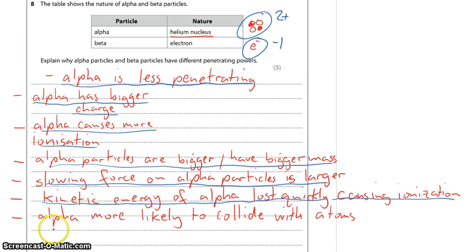Okay, and then finally here, because the alpha are quite large and lumbering and charged, big charge, they are more likely to collide with atoms, whereas electrons, the beta particle electrons, will penetrate further before colliding with an atom.